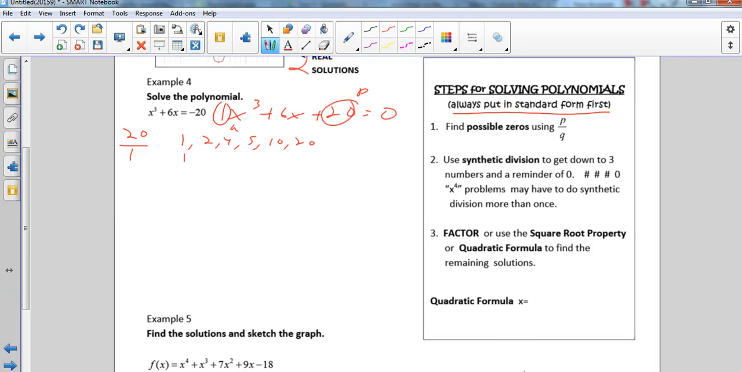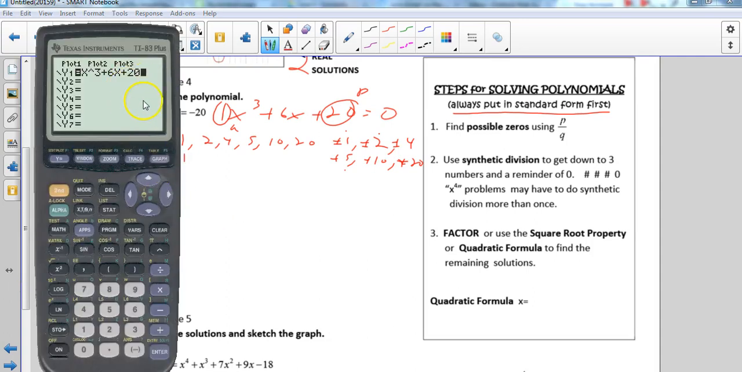So all the possible roots of this polynomial are plus or minus 1, plus or minus 2, plus or minus 4, plus or minus 5, plus or minus 10, plus or minus 20. 2, 4, 6, 8, 10, 12. 12 possibilities. So we're going to use our handy dandy calculator to help us narrow this down. So I've entered it into the calculator right here. I'm going to hit graph. And that's all I've got.